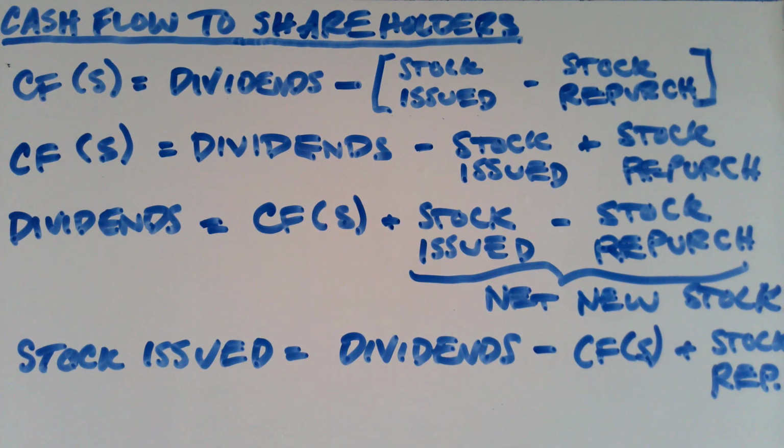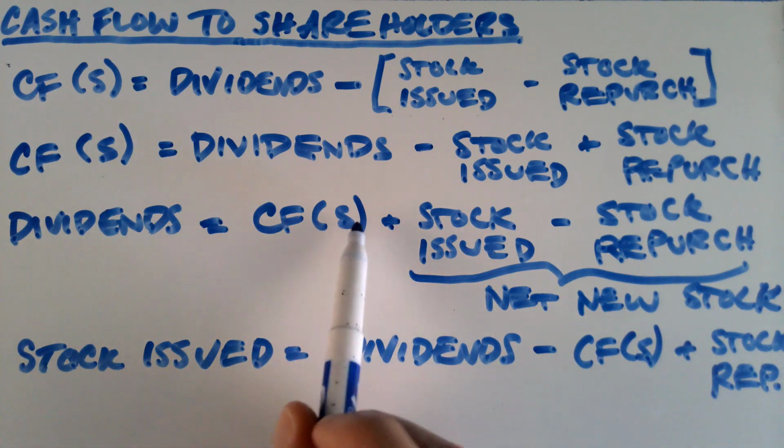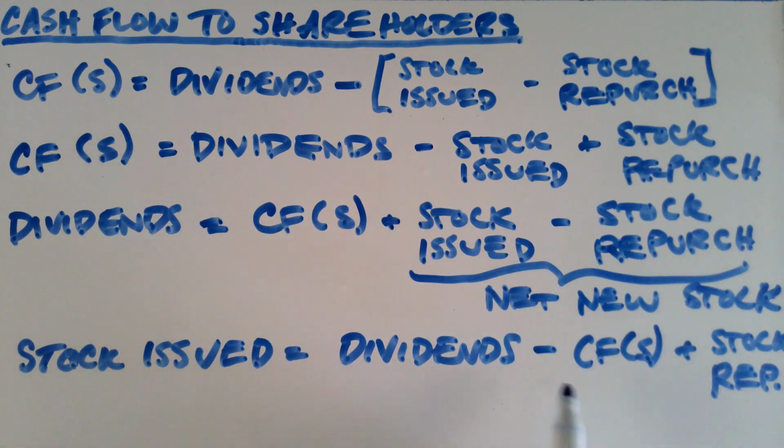So once again, we can solve for any one of these variables as long as when we move across the equal sign, we change the sign. For example, dividends here was positive, so CFS was across the line from it and was positive. Now that they're together, CFS has to have the negative sign in front of it.